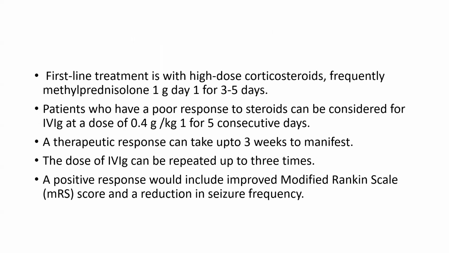So the first line treatment is a high-dose corticosteroid, frequently methylprednisolone, 1 gram daily for 3 to 5 days. And patients who have poor response to steroids can be considered for IVIG at a dose of 0.4 gram per kg for 5 days. A therapeutic response can take up to 3 weeks to manifest. A dose of IVIG can be repeated up to 3 times. A positive response would include improved modified Rankin scale score and reduction in seizure frequency.